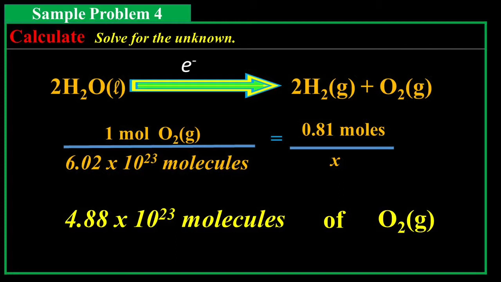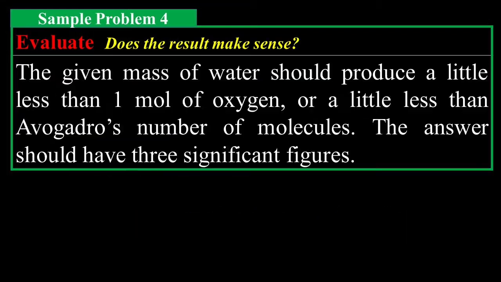So now I need to know the number of particles. So I say, well, 1 mole of O2 over 6.02 times 10 to the 23rd equals 0.81 moles over X. So I cross multiply: 0.81 moles times 6.02 times 10 to the 23rd molecules divided by 1 equals 4.88 times 10 to the 23rd molecules of O2 gas. It looks like a little bit more work, but I think it's so much more straightforward than the method that they employ.